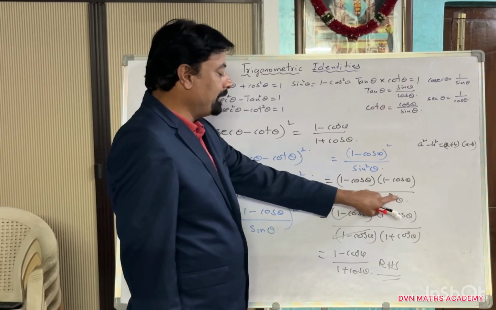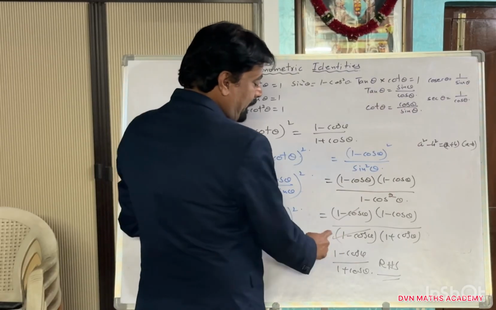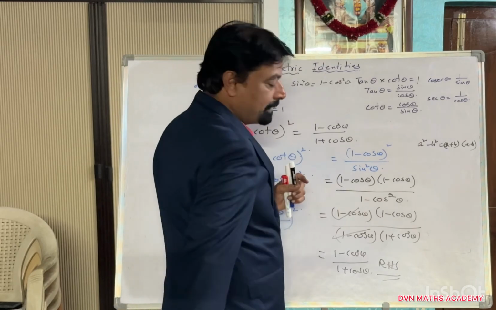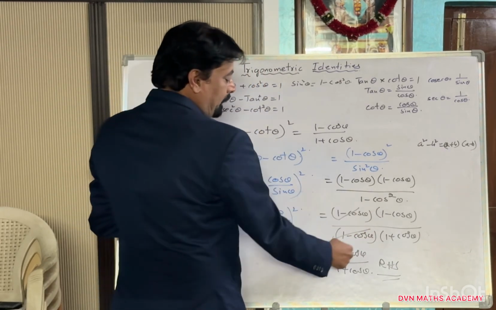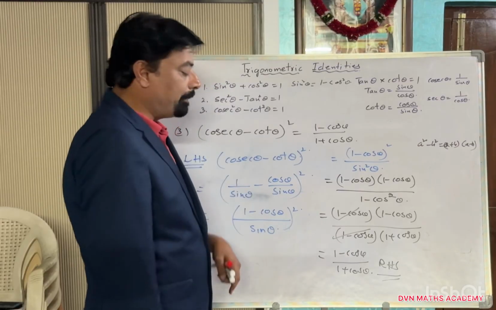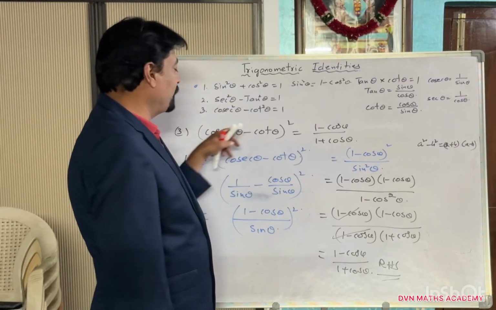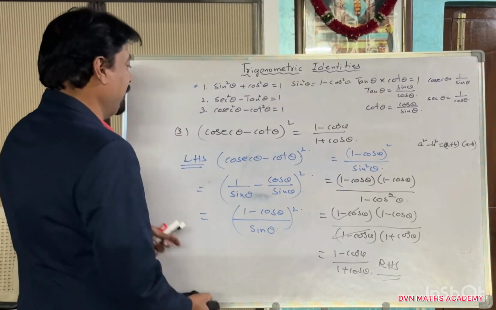1 minus cos square theta is in the form of a square minus b square. Just expand it as a plus b into a minus b. That is 1 minus cos theta into 1 plus cos theta. This 1 minus cos theta, the 1 minus cos theta gets cancelled. Then your answer is 1 minus cos theta by 1 plus cos theta. That is our RHS. So this is also a very interesting question and you can solve it easily.